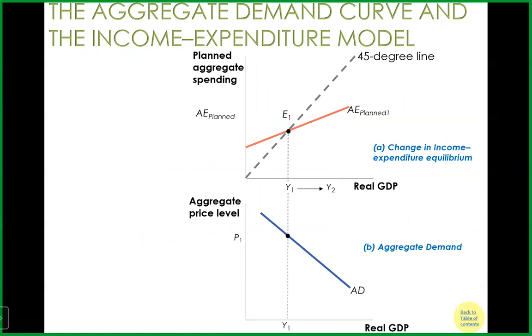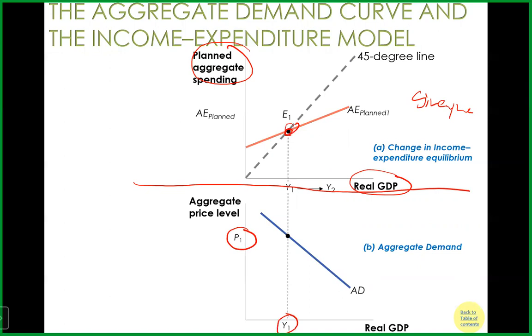On the top, this is what we are familiar with from the previous lecture, right? Real GDP on the horizontal axis, planned aggregate spending on the vertical axis. As I just said, this is for a given price level, right? You have the one dot, and this corresponds to the bottom graph. So this is given a particular price level, and you're going to find out why.